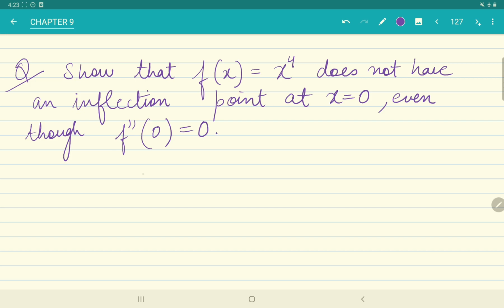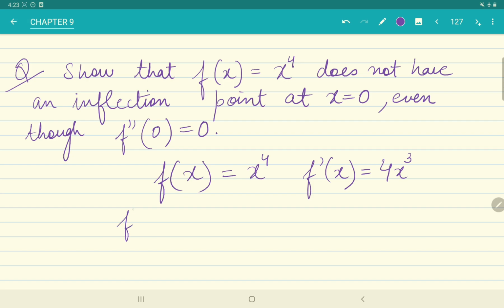So here, to go about this question, first let's write f of x is equal to x raised to the power 4. Now let's think of the derivatives. First we take up f prime x, which I know is 4x cubed. Then I take up f double prime x, which I know is 12x squared. So I can see here that f double prime 0 is definitely equal to 0.